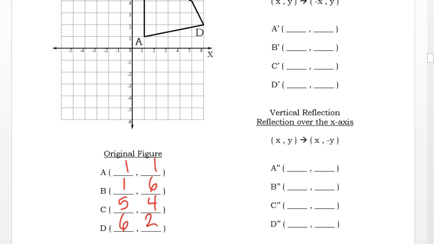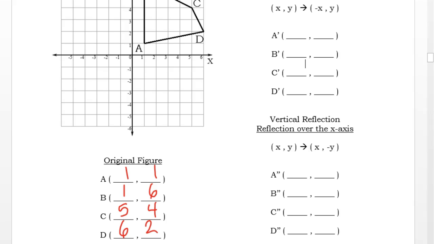Now in order to perform a horizontal reflection, we keep the x-coordinate exactly the same. So all of the x's here would just transfer straight over. Oh, I'm messing up. All of the x-coordinates change to a negative. So all of those x-coordinates turn negative, and then all the y-coordinates would stay exactly the same. So 1 stays 1, 6 stays 6, 4 stays 4, and 2 stays 2.